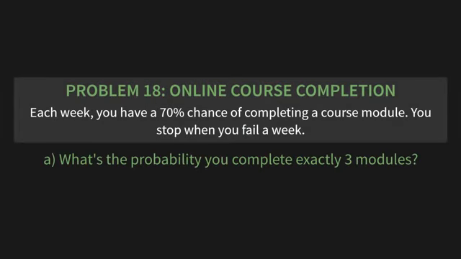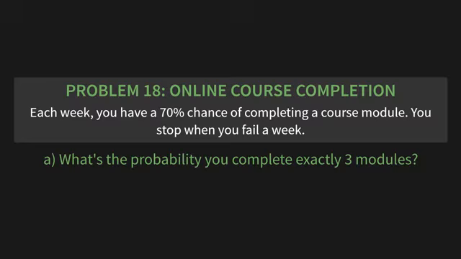Here's a relatable scenario. You're taking an online course with weekly modules. Each week, you have a 70% chance of completing that week's module. But here's the catch. Once you fail to complete a week, you drop out. We've all been there, right? First question. What's the probability you complete exactly 3 modules before dropping out?